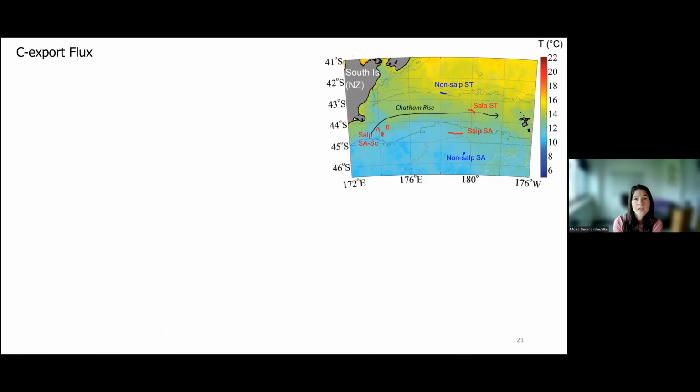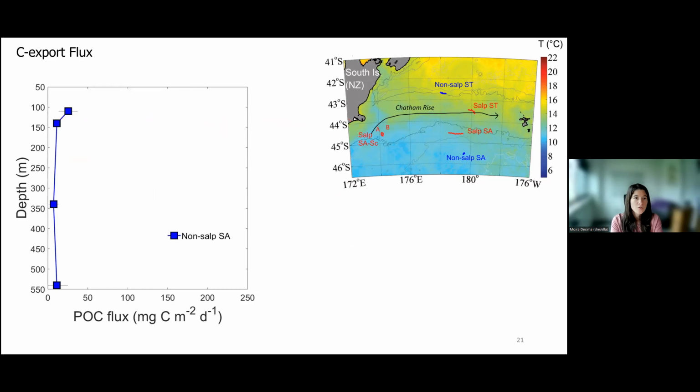So then we measured carbon export flux using sediment traps. These sediment traps were placed at 4 different depths in the water column. First I'm showing you the carbon flux measured in the non-Salp locations, in the subtropical and subantarctic locations. You can see the values are less than 50 milligrams of carbon per meter squared per day, and they're somewhat similar between subantarctic and subtropical waters, although they're lower in subtropical water than in subantarctic waters.